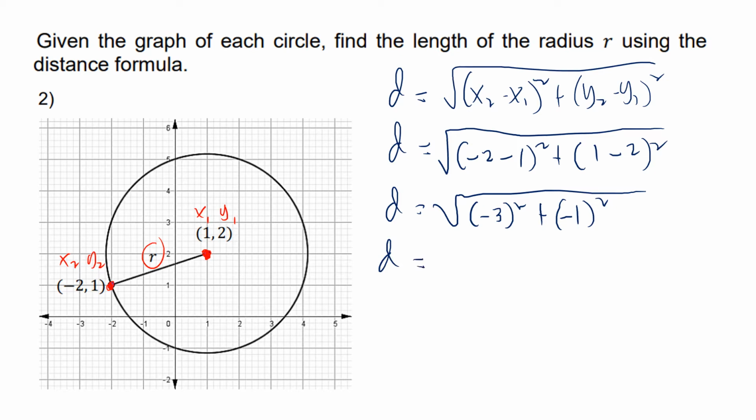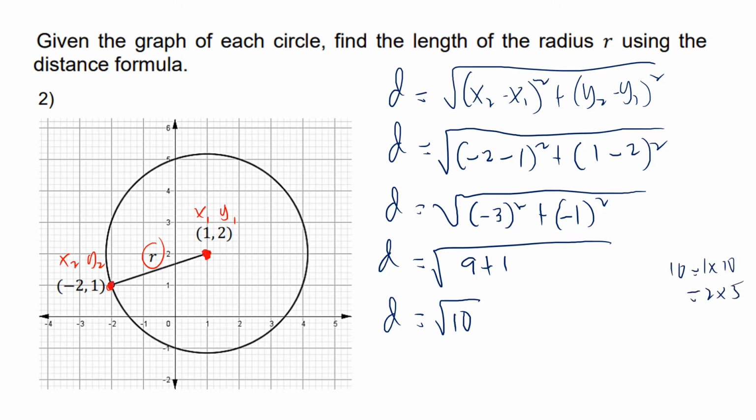Then d equals, so ito po siya. -3 square is 9. -1 square is 1. So d equals square root of 10. But if you notice, yung 10, wala na po yan na perfect square factor. No, 10 is 1 times 10. And 2 times 5. So, wala ka dito makikitang perfect square factor ng 10. So, therefore, this will be our final answer.